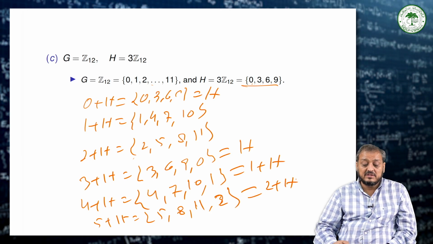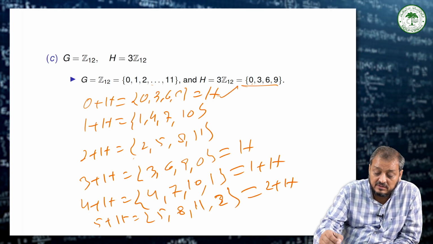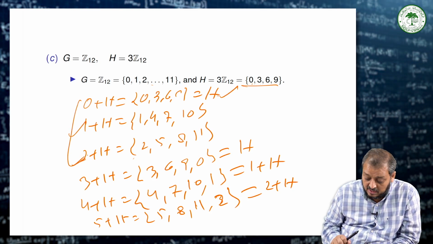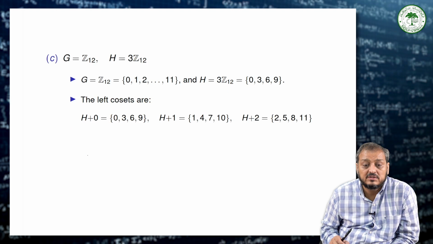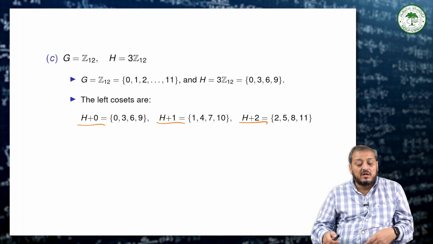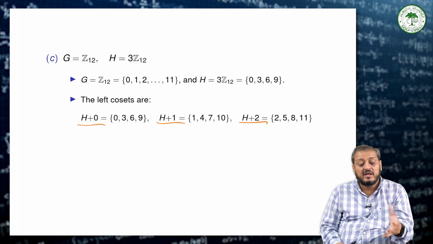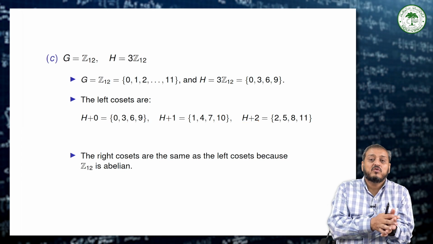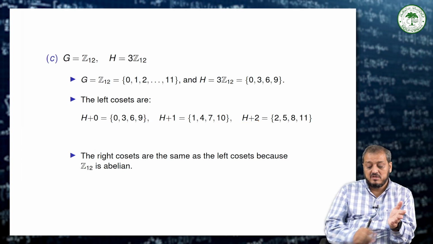So in general we have H, then 1 plus H, and then 2 plus H. There are 3 distinct cosets: H plus 0, H plus 1 and H plus 2 are the left cosets. Again this group is an abelian group, so the right and left cosets are the same in this case also.